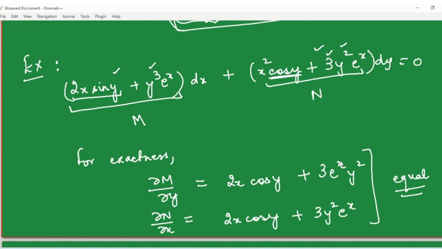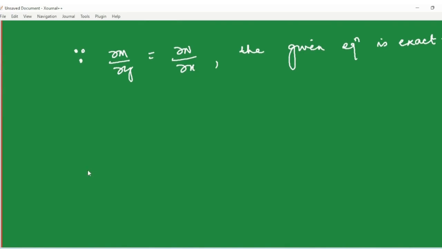So it's always good to adopt the procedure of integration of m with respect to x, treating y as a constant, and then integrating the terms from n which are independent of x, and then adding these two integrals and equating to the constant c to find the final answer. So let's look at our m. M was 2x sine y plus y cube e to the power x. You have to do the integral of m with respect to x, treating y as a constant.